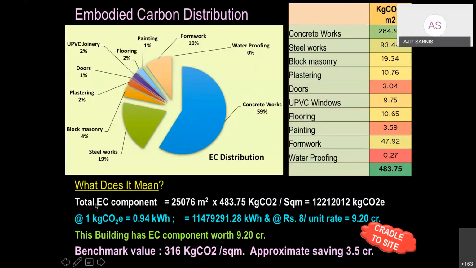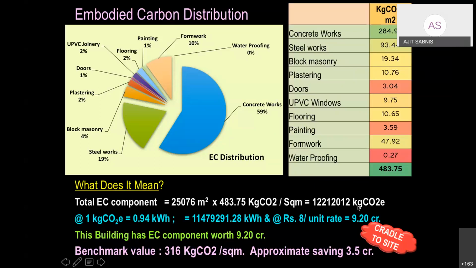And look at here, what it means is, it is almost about 1 crore 22 lakhs of carbon dioxide emission that is the component of that particular building. And economically, when we convert that, it approximately comes to about 9.2 crores worth. And this is the difference, 483.75 kg CO2 per square meter to 316.